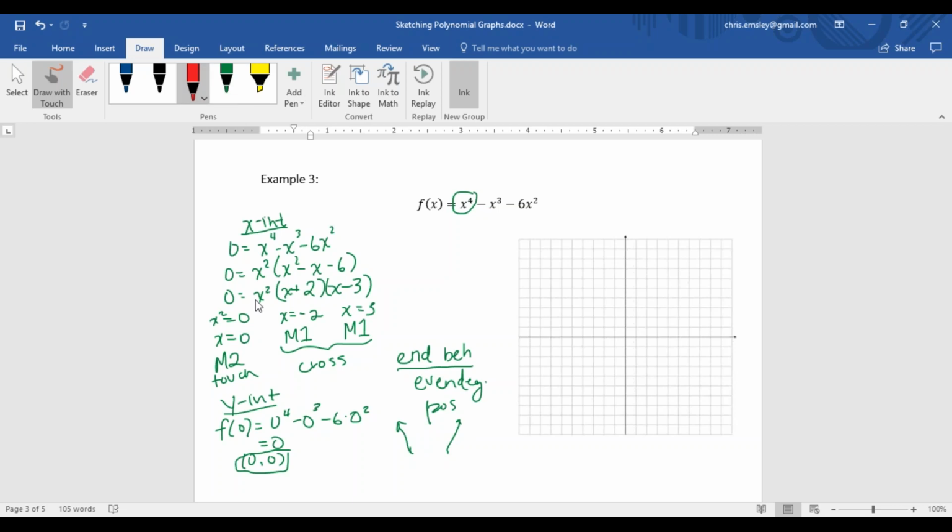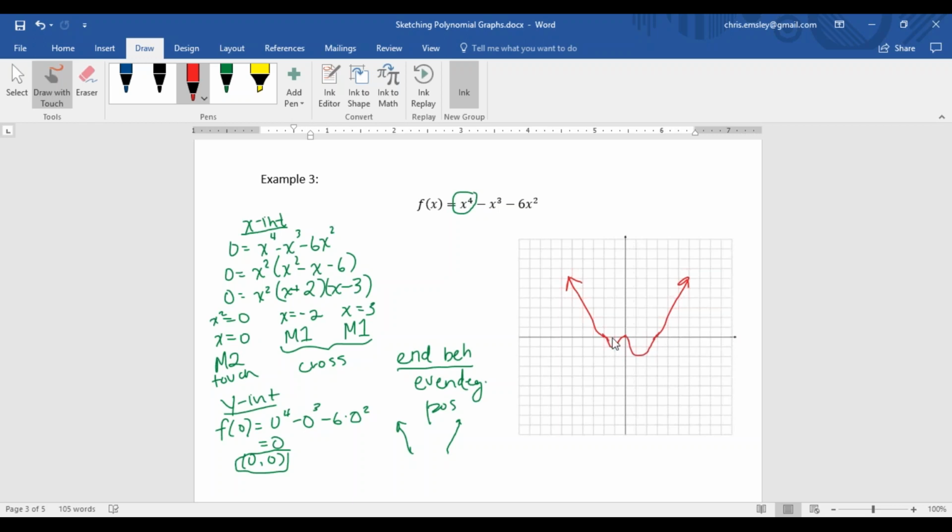Let's graph everything we have here. Our x-intercepts are at 0, -2, and +3. Our end behavior tells us it's going to go up on the right and up on the left. And we know that we are crossing at both -2 and +3, and we are just touching at 0. So that means this graph's going to come down, hit 0, and come back down, and then hit our 3.